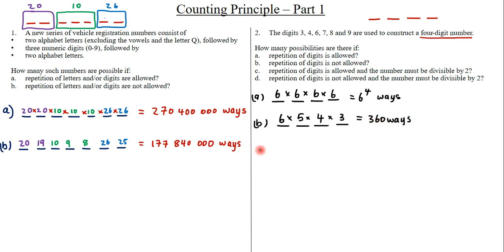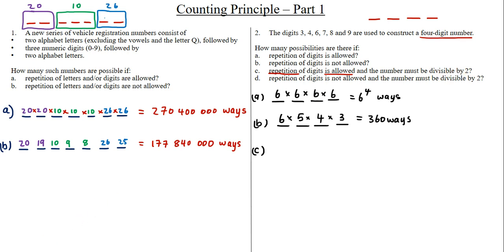All right, now let's look at C. Now C here is a question that is more tricky or more challenging, just to see if you're going to understand what is happening. Now here it says, how many possibilities are there if repetition of digits is allowed, and the number must be divisible by 2?